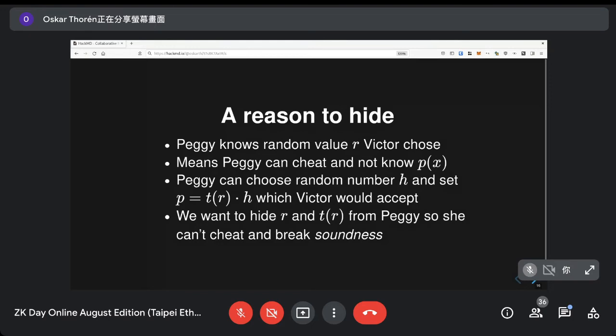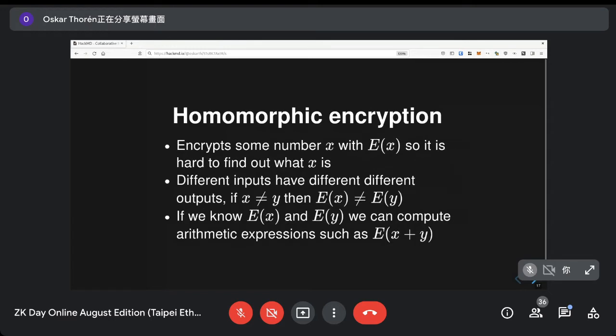So what we essentially want to do is hide r and t of r from Peggy, so she can't cheat and break this soundness property. And this leads to the concept of homomorphic encryption, where the idea is that we encrypt some number x with some function e of x, so it's harder to find out what x is. And different inputs have different outputs. And if we know the encrypted values of x and y, then we can compute basic arithmetic expressions, such as addition.